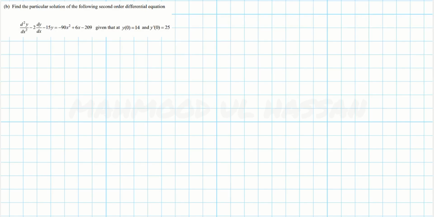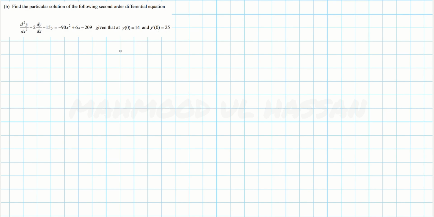In this video we are going to solve a past paper problem related to second order differential equations. The problem is to find the particular solution of the following second order differential equation. You can see this is a second order non-homogeneous linear differential equation, given that y of 0 equals 14 and y prime at 0 equals 25.